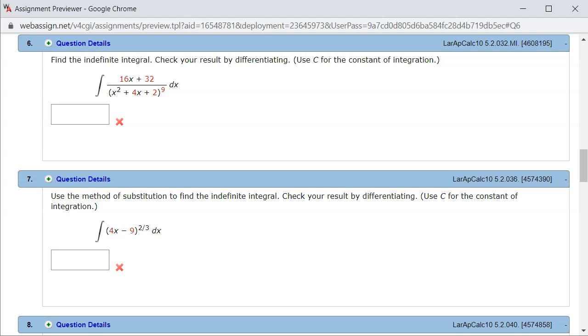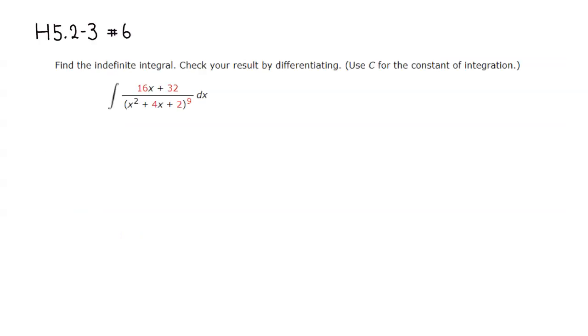All right, let's look at the homework 5.2, 5.3, problem number 6. So let's evaluate this integral here. I'm going to use a substitution.